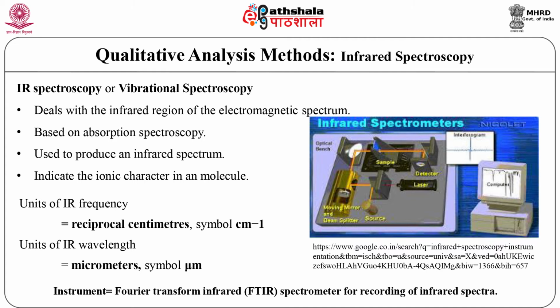Beer-Lambert's law relates the absorption of IR light to the properties of the material through which the light is traveling. An infrared spectrometer or spectrophotometer is used to produce an infrared spectrum. It is used to indicate the ionic character in a molecule. The unit of IR frequency is the reciprocal of centimeters. The unit of IR wavelength is micrometers.